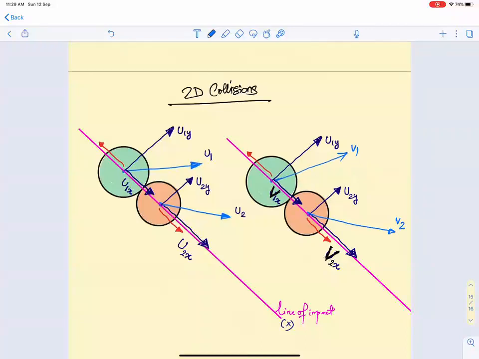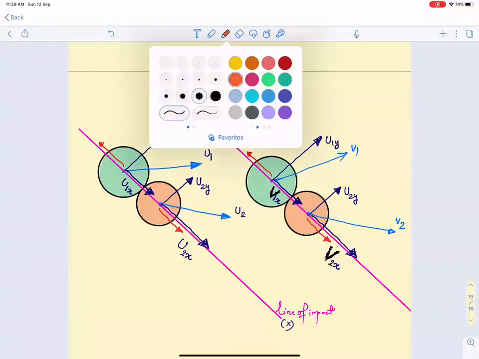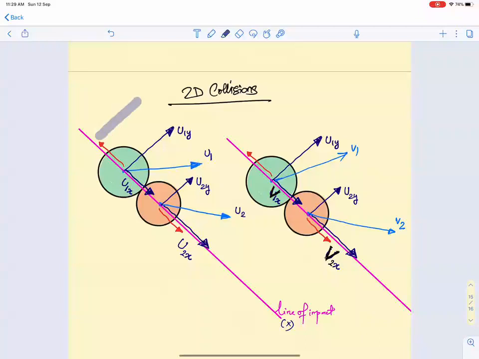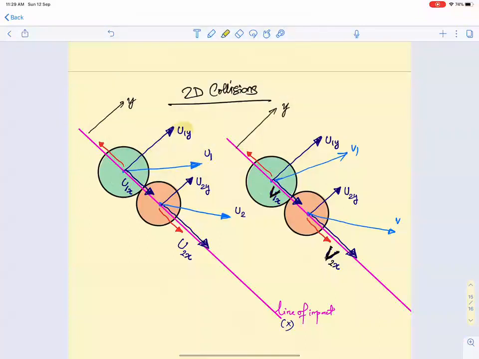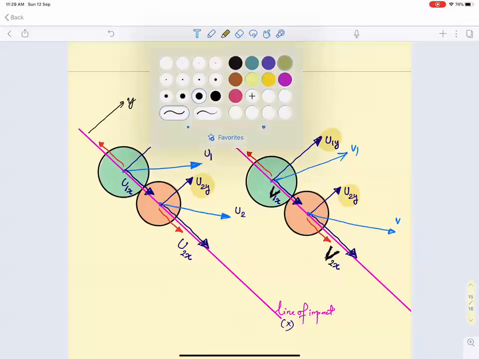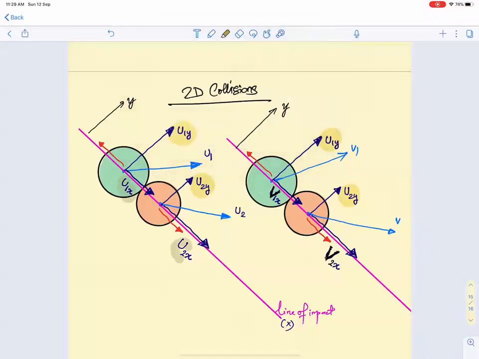However, whatever velocities change are along the line of impact. The velocity components perpendicular to the line of impact do not change because there is no impulse in that. Perpendicular to the line of impact means y-axis. So along the y-axis, there is no impulse, so no change. Therefore, u1y and u2y remain even after the collision. So which velocities changed? u1x, u2x changed to v1x and v2x.